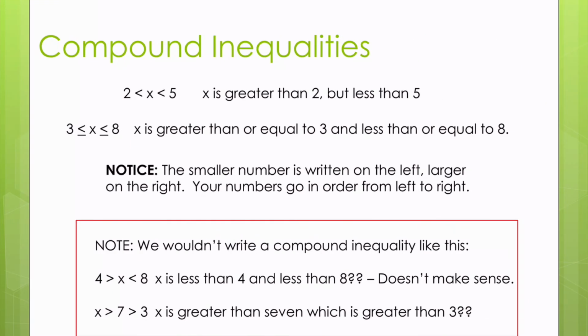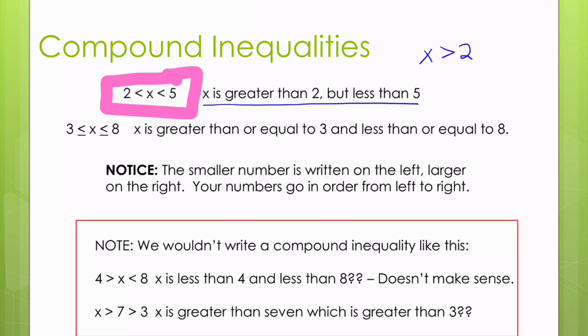Next, let's just chat quickly about compound inequalities. So a compound inequality looks like this right here. I'm going to read this as x is greater than 2 but less than 5. So I'm thinking about all the values when x is greater than 2 and when x is less than 5. So greater than 2, it could be 3, 4, but it has to be less than 5. I've got another one underneath here that says x is greater than or equal to 3 and less than or equal to 8. So that's another example there.